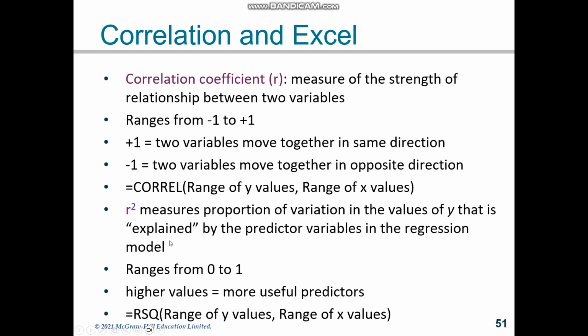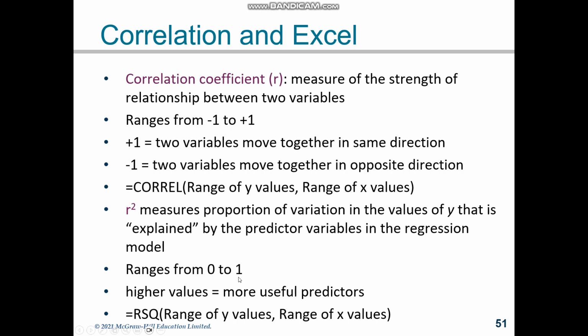Another measure that we can use for measuring the correlation between two variables is R squared. R squared measures the proportion of variation in the values of y that is explained by the predictor variable, or x variable, in the regression model. It ranges from 0 to 1. 0 shows that the value of variable y cannot be explained by the value of x. So if we use variable x, we cannot find the value of variable y using that.